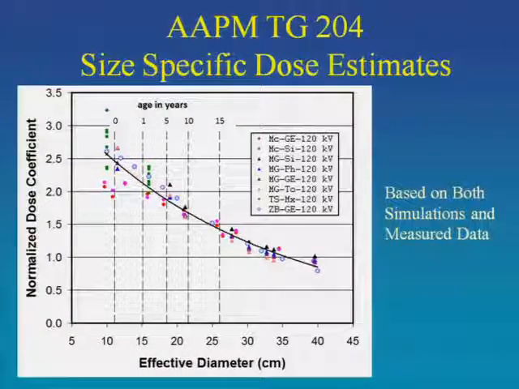So here is a metric of patient size, and here's a normalized dose coefficient. This is the number that you would multiply the CTDIvol by to adjust and get a size-specific dose estimate, okay? So appreciate that if CTDI was patient dose and size was irrelevant, then this coefficient would be 1. It would be 1. There would be no adjustment.